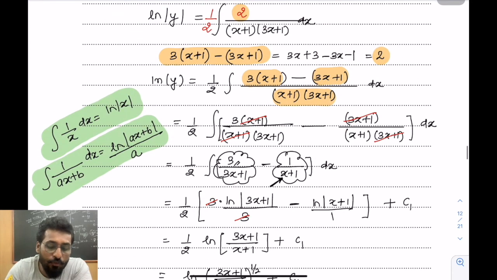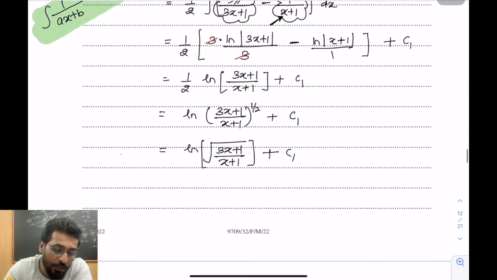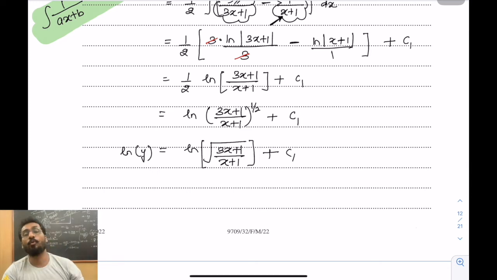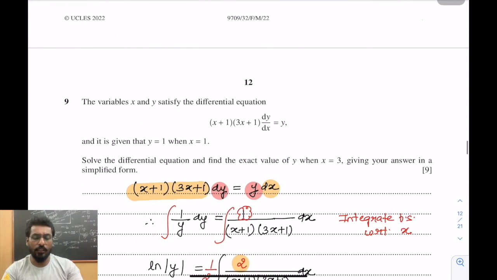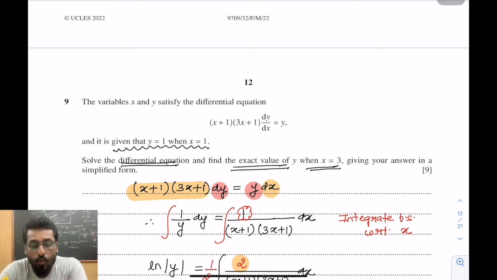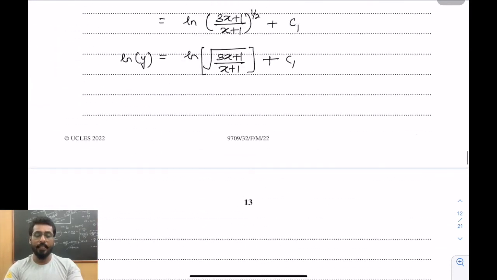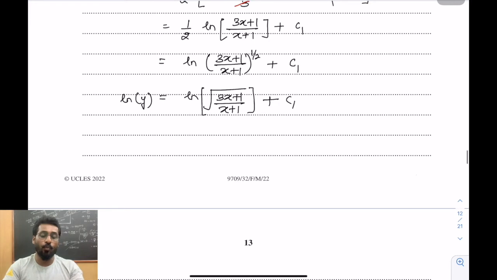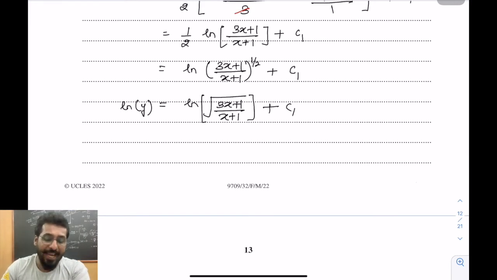This is the entire answer for ln of y. So I'm going to take exponential. Now, have you seen the question? The question says, solve the differential equation, find the exact value of y when x is equal to 3. And it is also given that when y is 1, x is also 1. So y equal to 1 and x equal to 1 is given to get the value of constant c. I'm going to get that constant c first, so I'm going to plug the value of y as 1 and x also as 1.